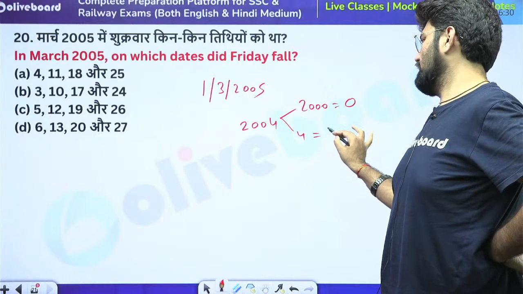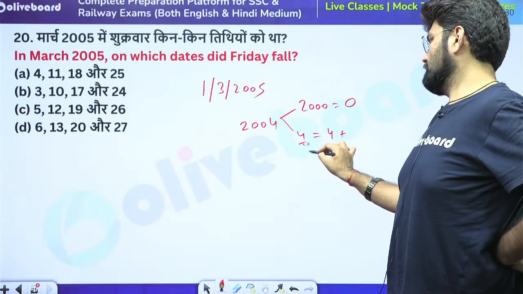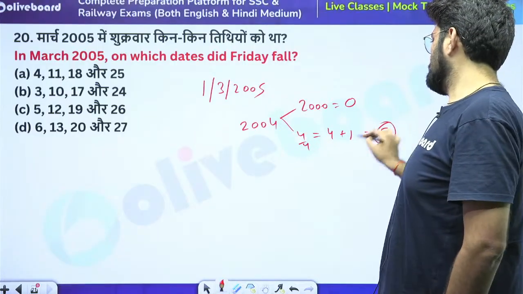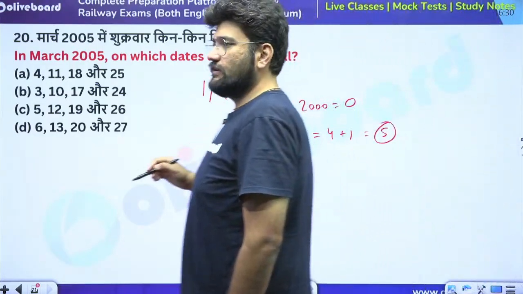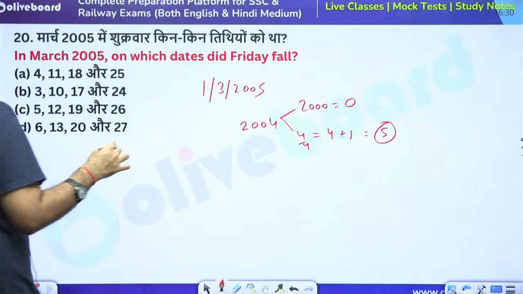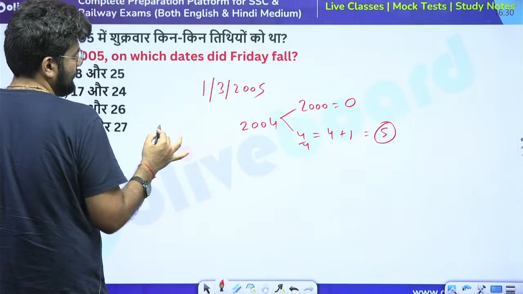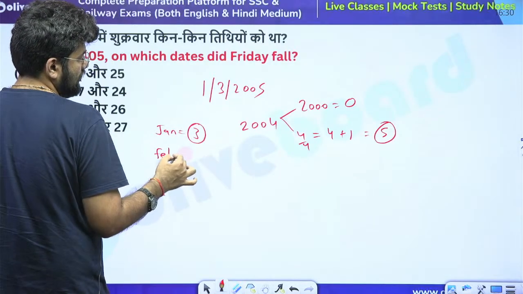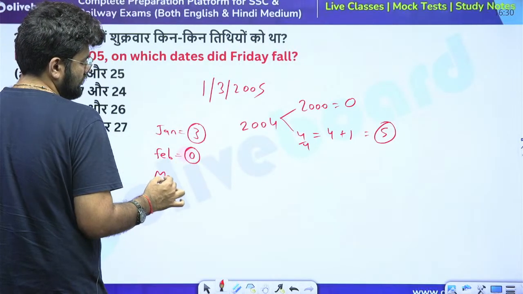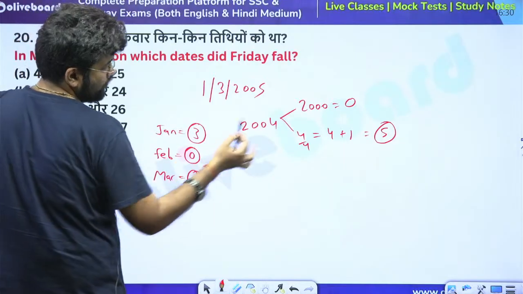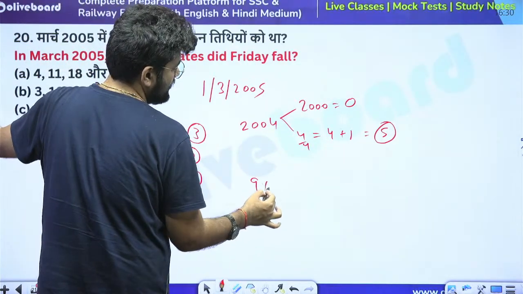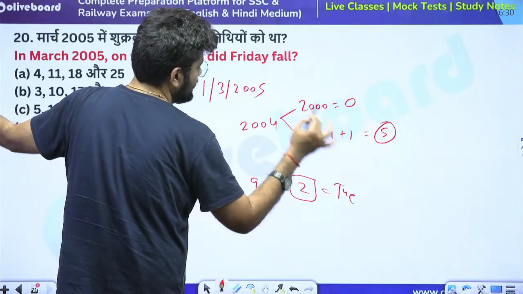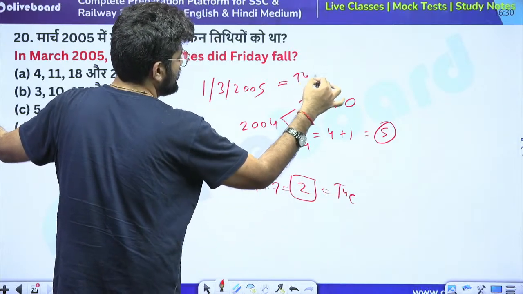And for 4 years, you will have 4 odd days, of course, plus 1 leap year till 2004, right? So 5 odd days. Okay. Now, we'll start in the calendar of 2005. So 2005, January will have 3 odd days. February will have 0 odd day. And March, we only need 1. So 3 plus 1, 4 plus 5, 9. 9 remainder with 7 is 2. 2 means Tuesday. That means 1st March 2005 was a Tuesday.